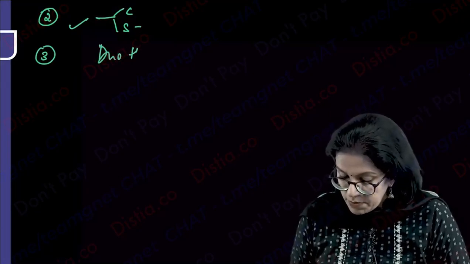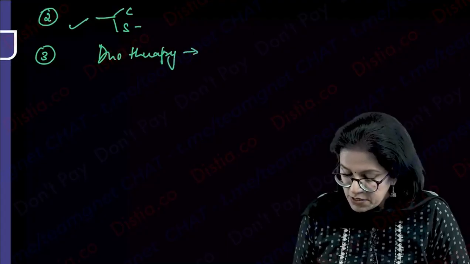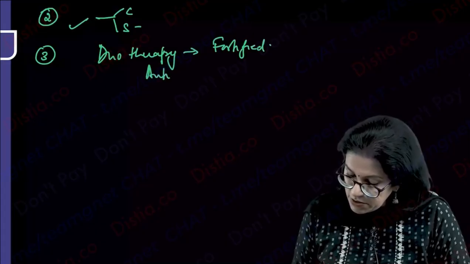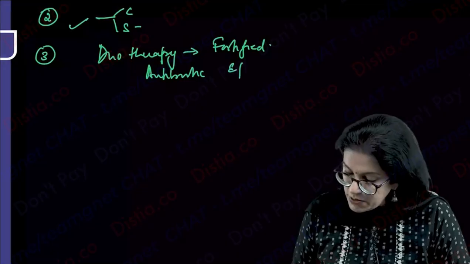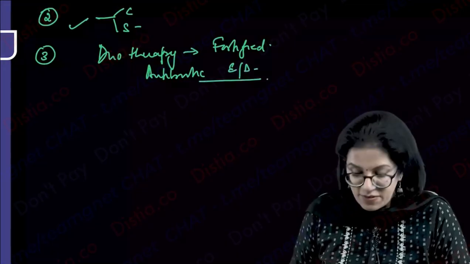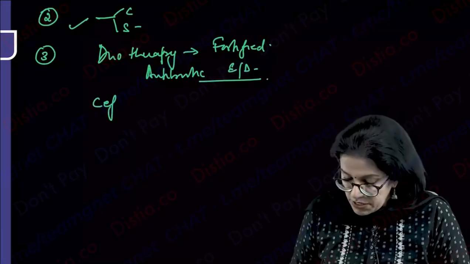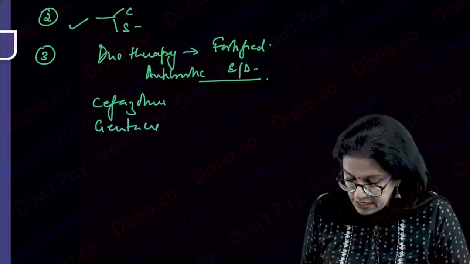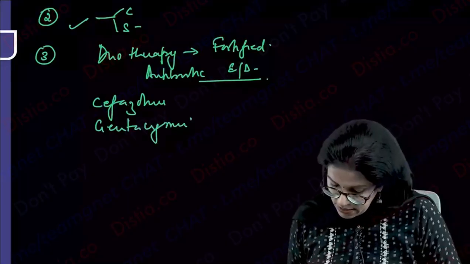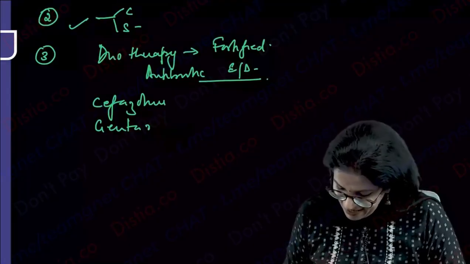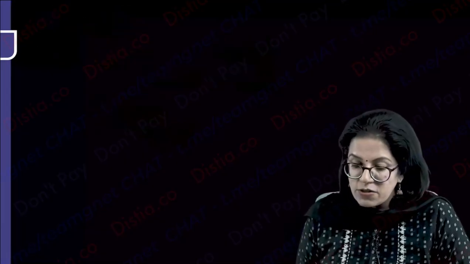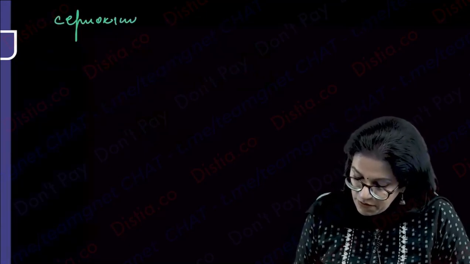When you say duotherapy, we are using fortified eye drops. So fortified or concentrated antibiotic eye drops, and we are trying to take care of both gram positive and gram negative, therefore duo, right? So you can give a combination of cefazolin and gentamicin, and both positive and negative will be taken care of. Or instead of cefazolin, I can also use cefuroxime. So it can be cefuroxime with gentamicin.